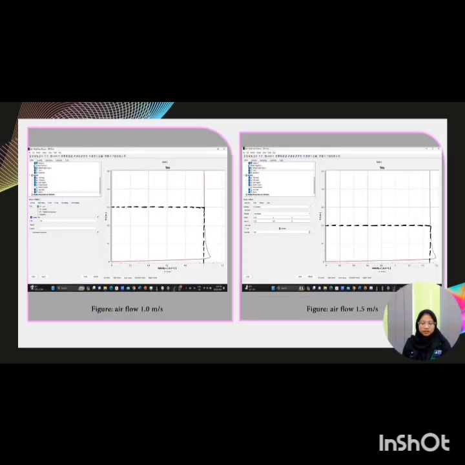So this is the way we will find the velocity profile for the final result. At the left side is for airflow 1.0 meter per second. We will make a line at 1 on the x-axis and find the intersection with the line of the graph, and we will get 0.3 on the y-axis. And that is the velocity profile for 1.0 meter per second. At the right side is for 1.5 meter per second. We will make a line at 1.5 on the x-axis and find the intersection at 0.2 on the y-axis. So that is the velocity profile for 1.5 meter per second.